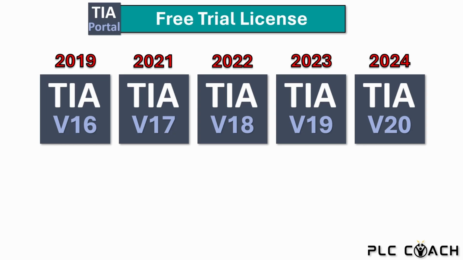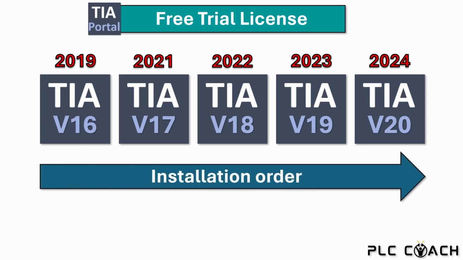The only thing you need to keep in mind is to install the different versions in the correct order. You must start with the oldest version. If you first install TIA version 20 on your computer, you will no longer be able to use the trial license of version 16, for example. So it's best to start by installing TIA version 16. I cannot recommend working with older versions because Siemens does not support them anymore.